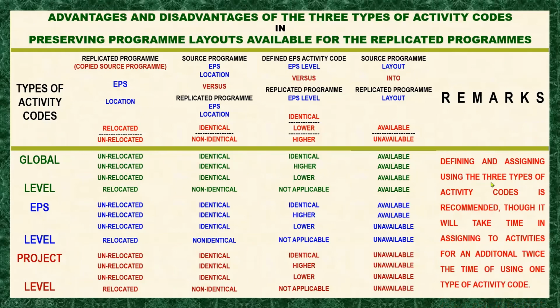Defining and assigning using the three types of activity code is recommended, meaning that for you to be sure that the layouts for the replicated copy will be available, you can make activity codes for each of the three types. Though it will take an additional twice the time in assigning to activities compared to using one activity code. Okay, I hope you get this message.